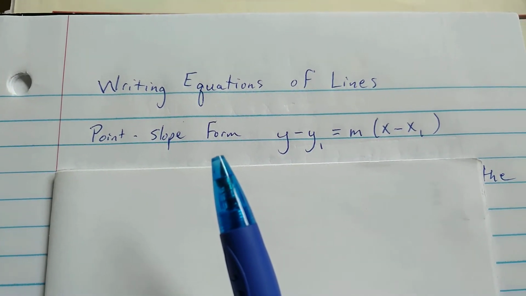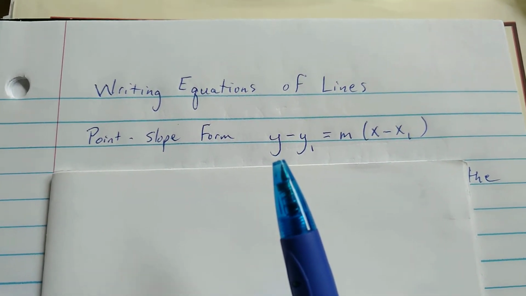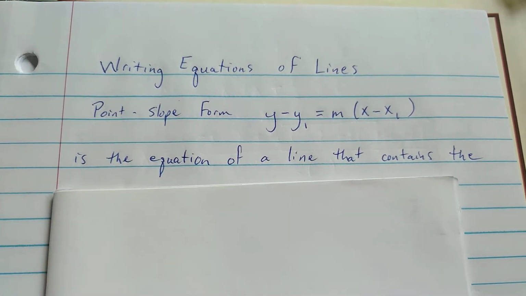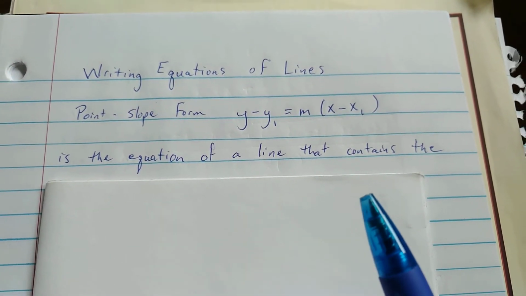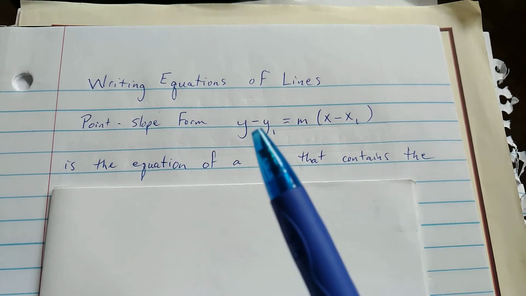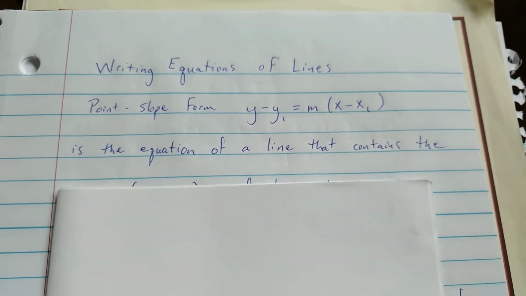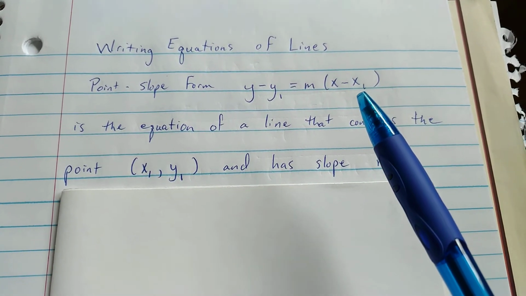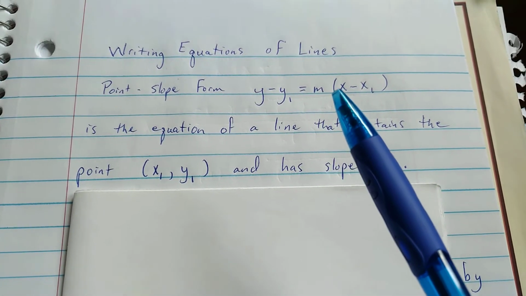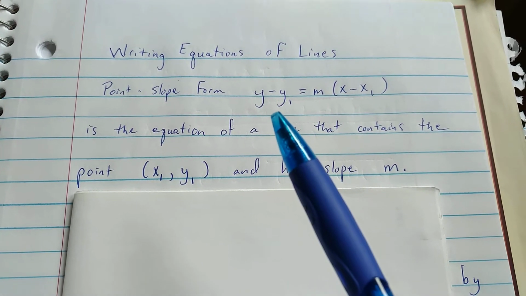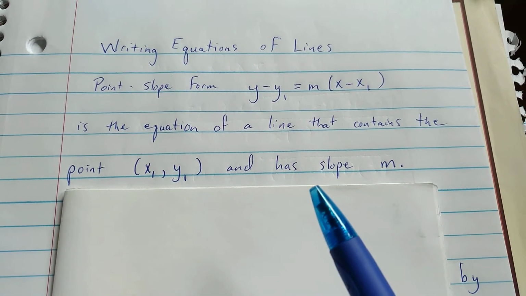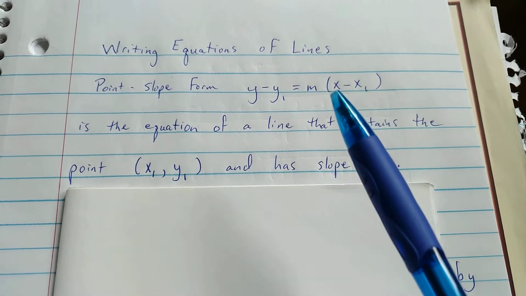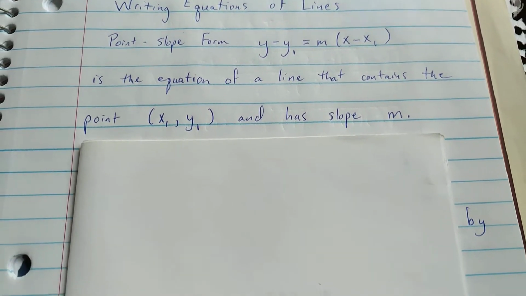Point slope form, the equation of a line, is y minus y1 equals m times x minus x1. Since it's called point slope form, it's the equation of a line that contains the point x1, y1. So numbers are given for x1 and y1. Variables remain x and y in the finished result. And the line has slope m. Notice m will go in front of the parentheses containing the x when we're in point slope form.